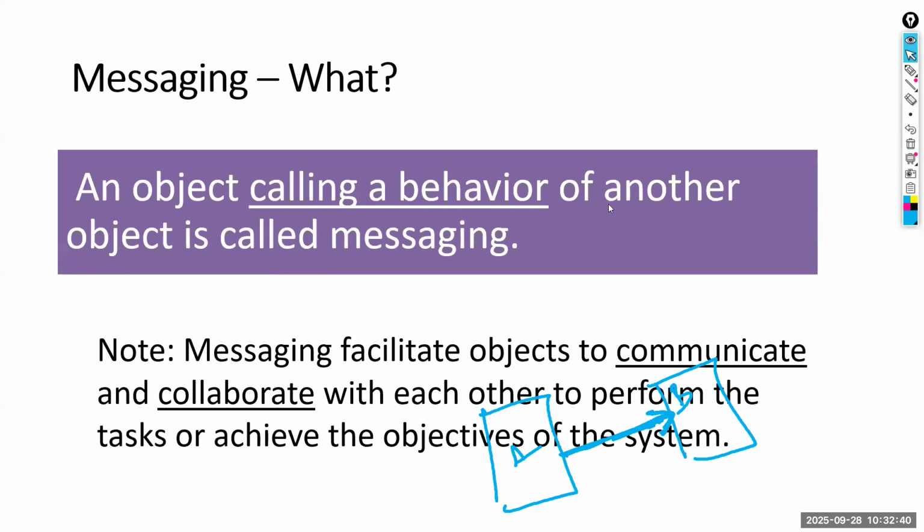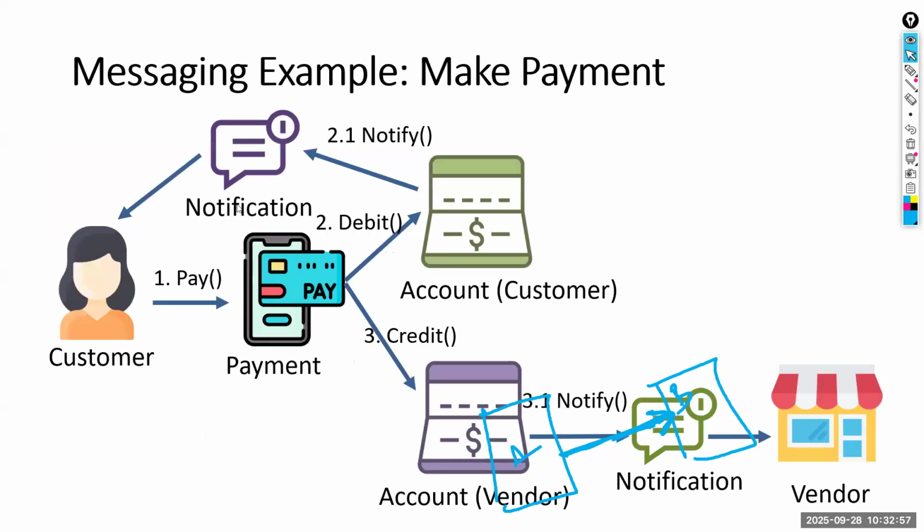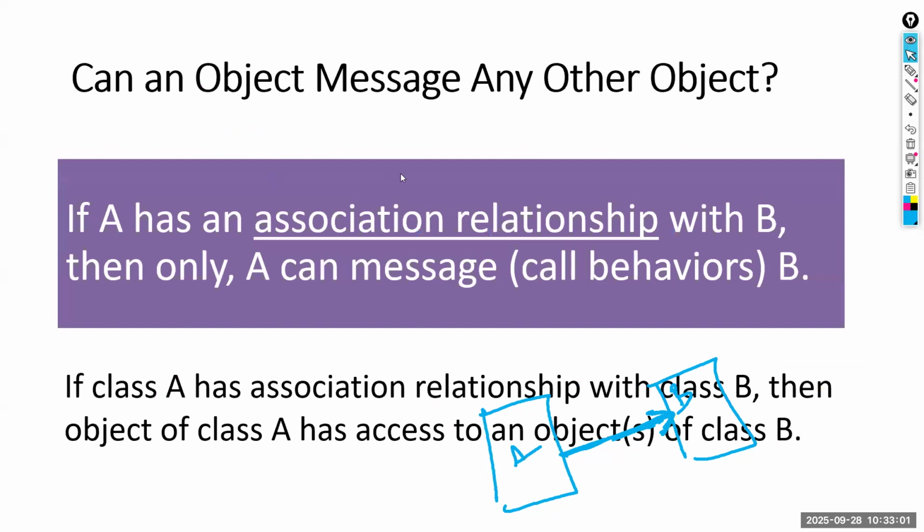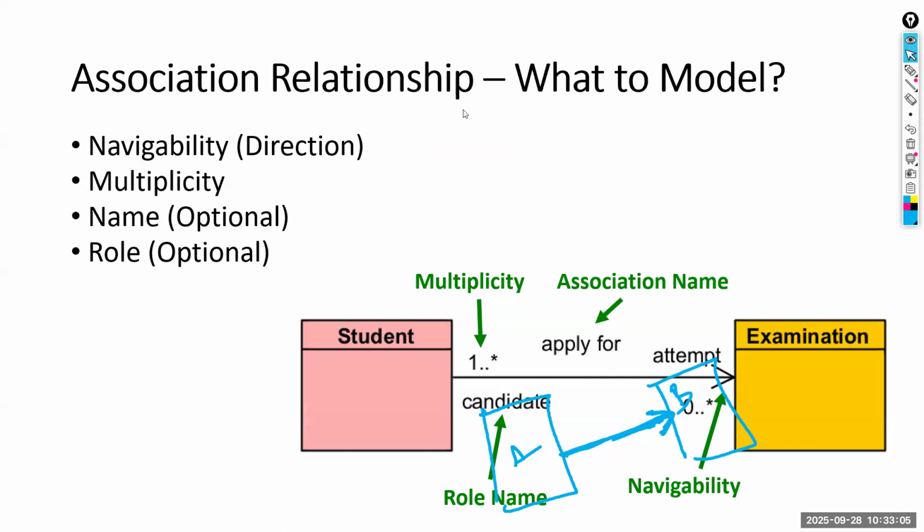An object calling a behavior of another object is called messaging. So an association means you can message. If there's an association from A to B, that means you can message or call behaviors of that class's objects. We discussed this at the very beginning on our first day, and also in our semester one. Here we are more interested in how to model it.